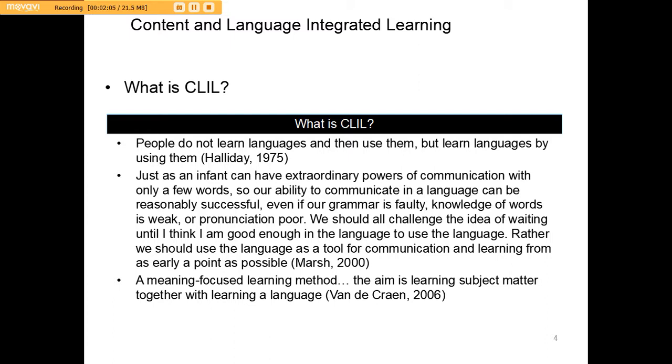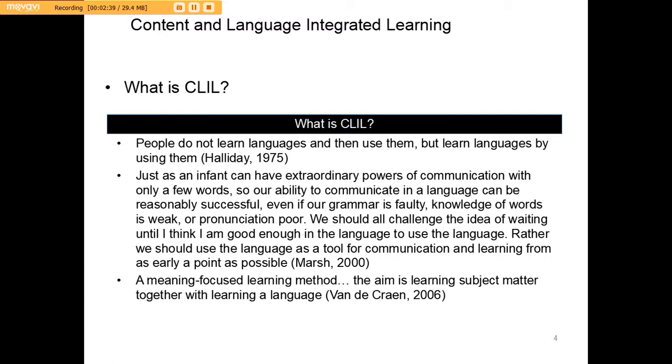The next one from Marsh, again in 2000, says, "Just as an infant can have extraordinary powers of communication with only a few words, so our ability to communicate in a language can be reasonably successful even if our grammar is faulty, knowledge of words is weak, or pronunciation poor. We should all challenge the idea of waiting until I think I'm good enough in the language to use the language. Rather, we should use the language as a tool for communication and learning from as early a point as possible."